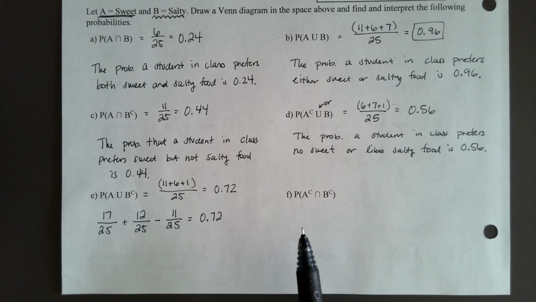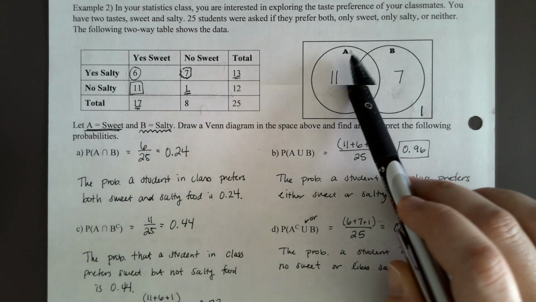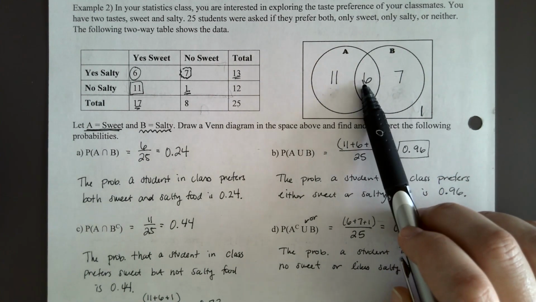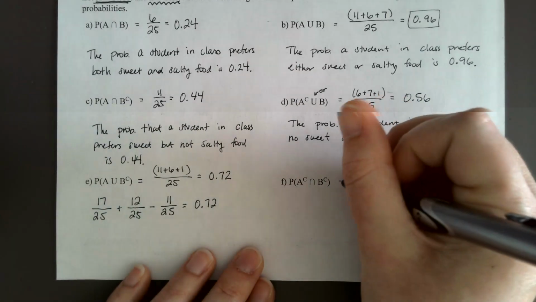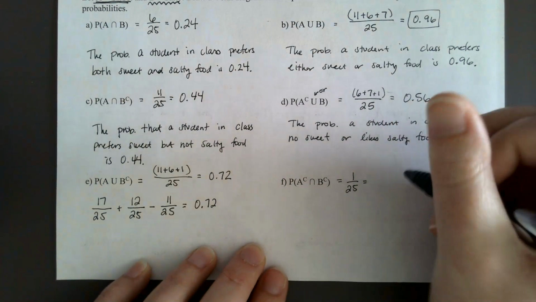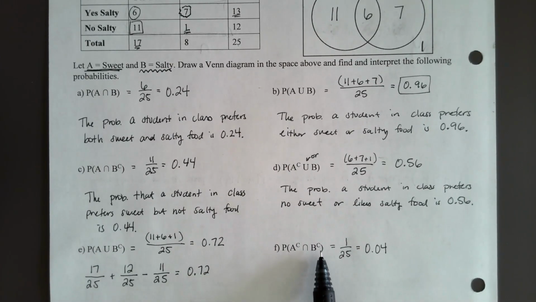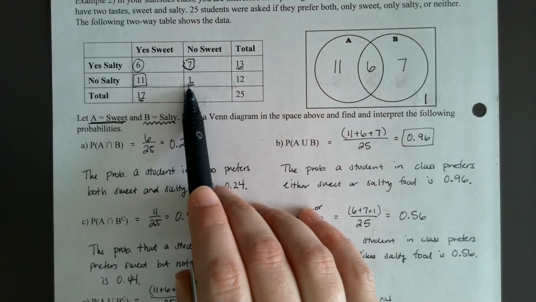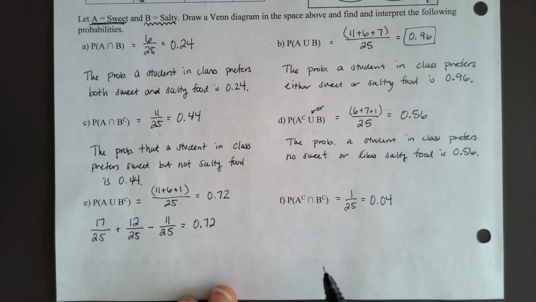Okay. Looking at A complement and B complement. So we're looking at those that do not like sweet and do not like salty. So looking at those that are not in A, so not in A, and not here. So the 11, the 6, the 7, they're not in both of those. So I just have that one individual that is neither. So I'd have 1 out of 25, which is our 0.04. Once again, you could look at no sweet and no salty, that's one individual out of the 25. Utilize your table or know what your AND probability is. This is the probability that a student in class does not like sweet or salty foods. So that's what you should have written here.